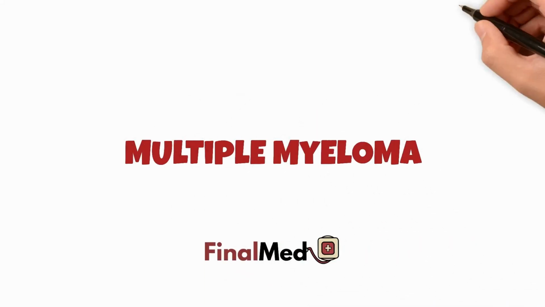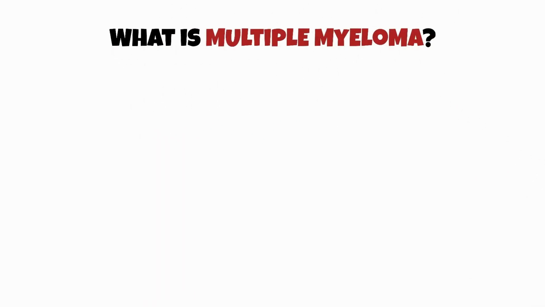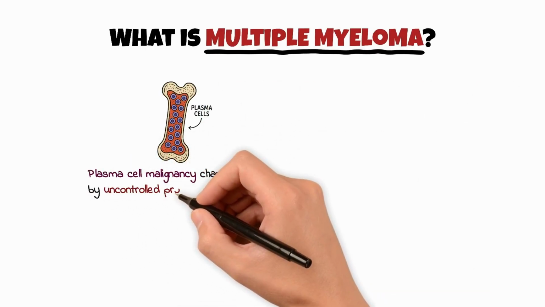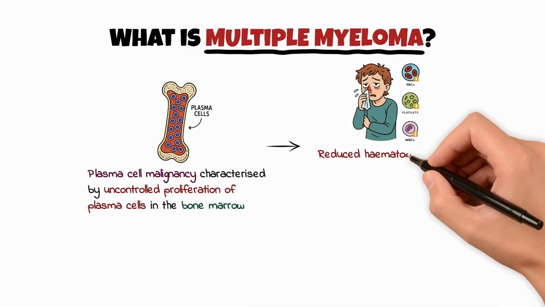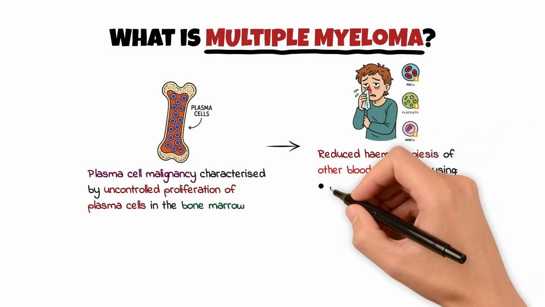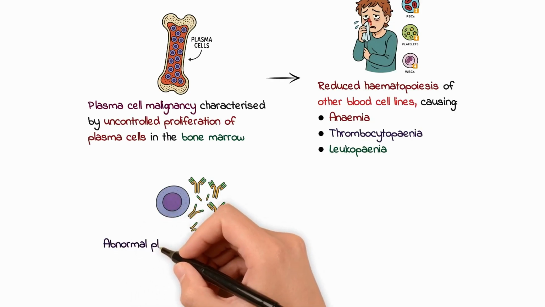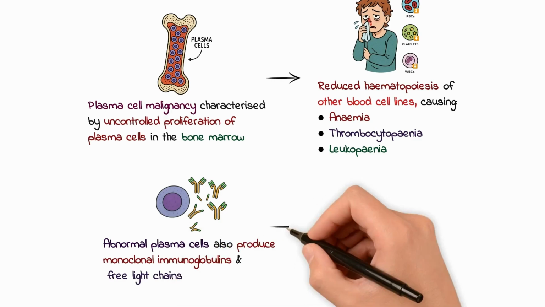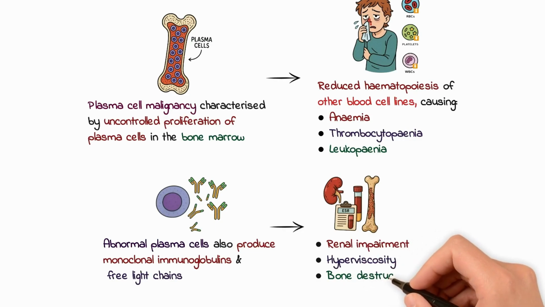Multiple myeloma. Multiple myeloma is a plasma cell malignancy characterized by uncontrolled proliferation of plasma cells in the bone marrow. This leads to reduced hematopoiesis of other blood cell lines, causing anemia, thrombocytopenia, and leukopenia. Abnormal plasma cells also produce monoclonal immunoglobulins and free light chains that contribute to complications such as renal impairment, hyperviscosity, and bone destruction.